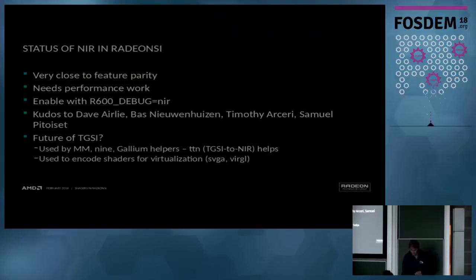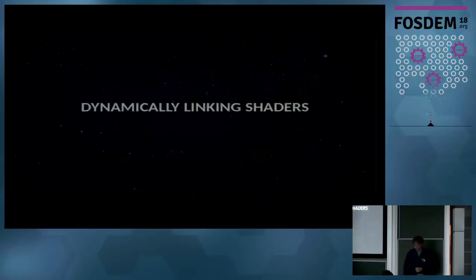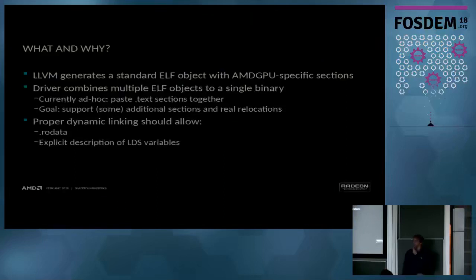OK. So the second part, I wanted to talk about concerns with dynamically linking shaders. So what do I mean by that, and why do we want it? Or why could it be useful? And this is really an aspirational talk where there isn't code written yet. It's kind of a goal to talk about and get feedback for.